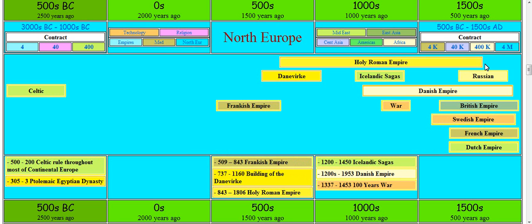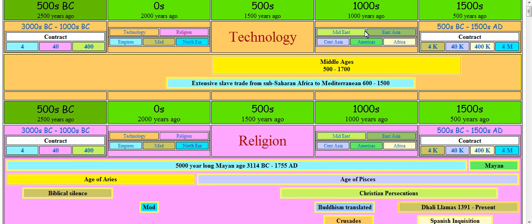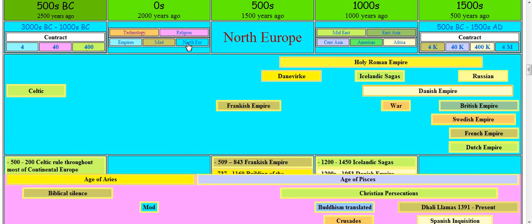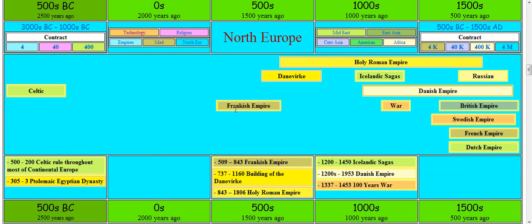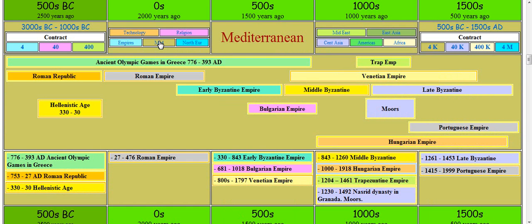North Europe, here's the life of the Holy Roman Empire, the Austro-Angles sagas, the Danish Empire, British Empire here. So here's one about all the empires we're starting. So if you wanted to superimpose that on technology, you could just say, technology, Middle Ages ended, Northern Europe, you know. And then we have, let's see, Mediterranean area, late Byzantine, Middle Byzantine, early Byzantine.